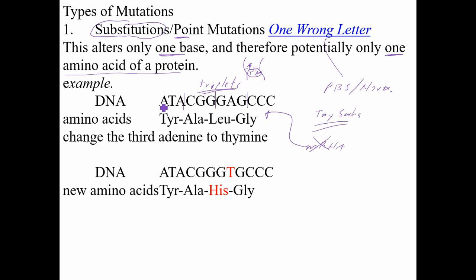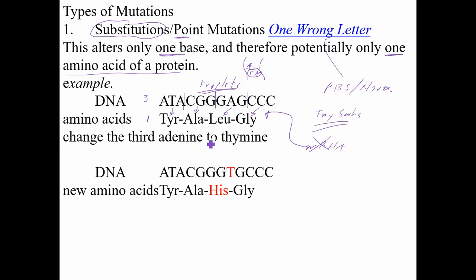So what we say is that the triplet in DNA ATA codes for the amino acid tyrosine, CGG for alanine, GAG for leucine, and CCC for glycine. Those are the 4 amino acids. And it's a 3-to-1 ratio, right? So for every 3 of the bases, we end up with 1 single amino acid. So what happens if we change the 3rd adenine to a thymine?